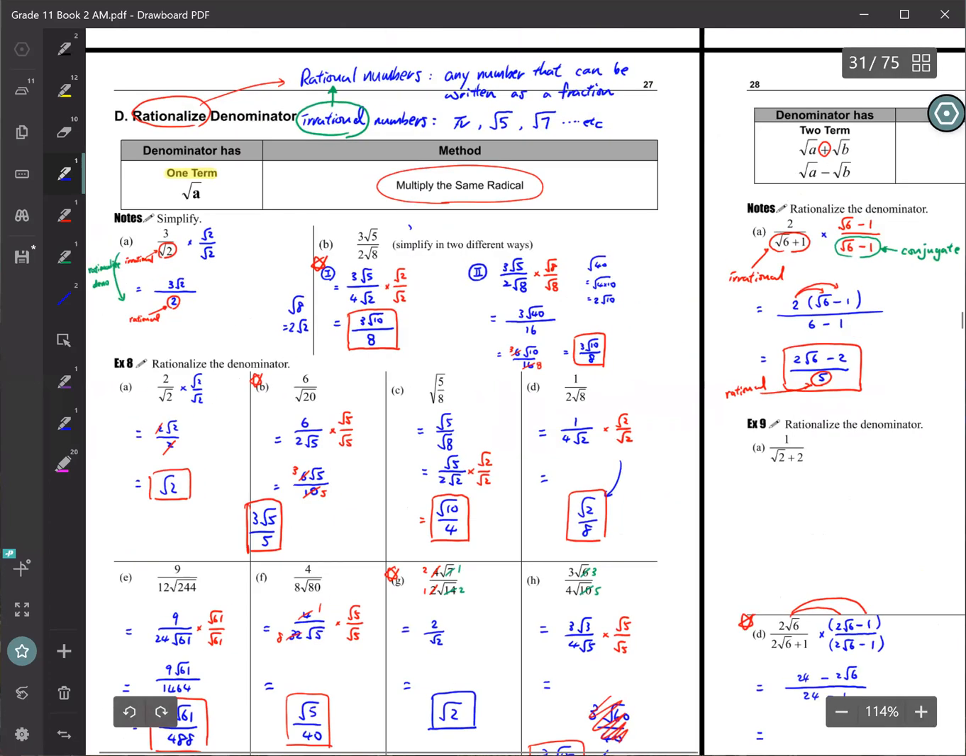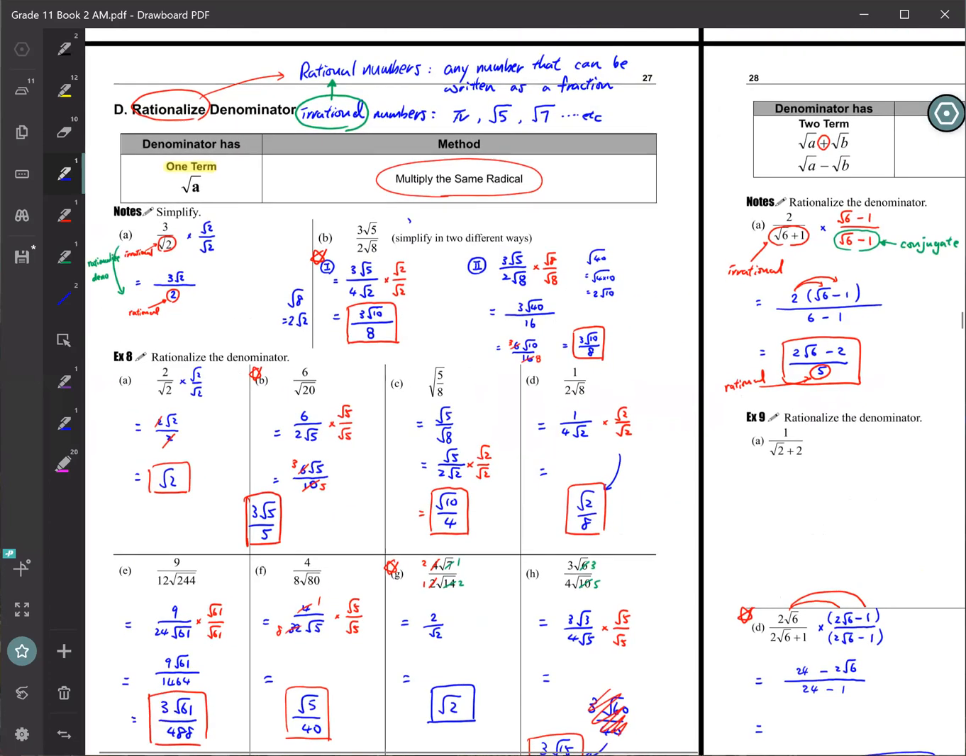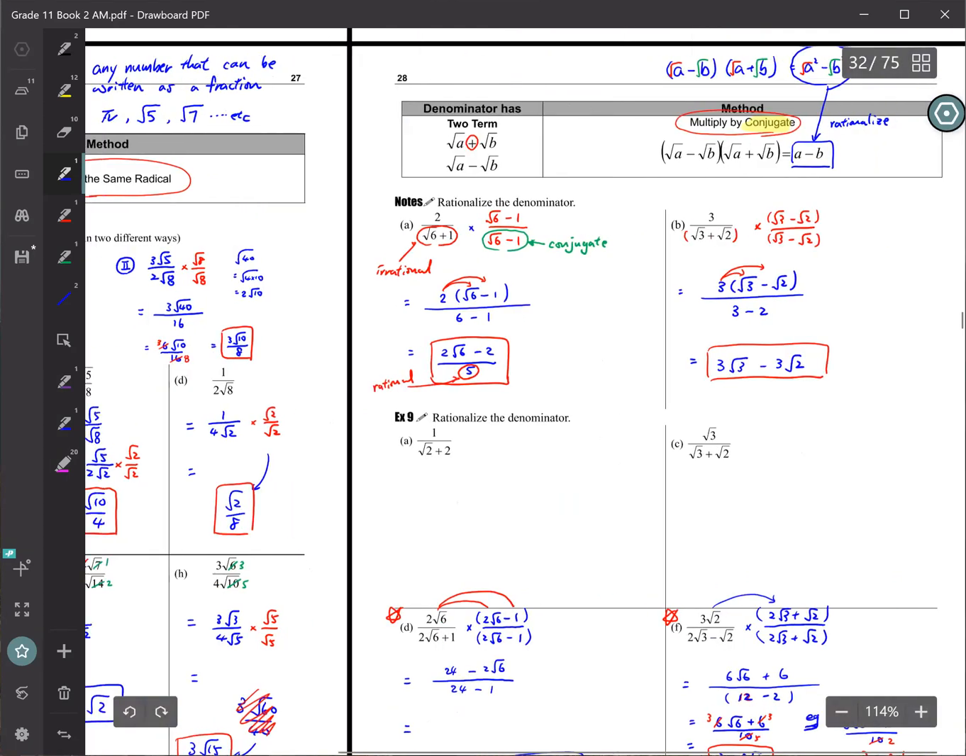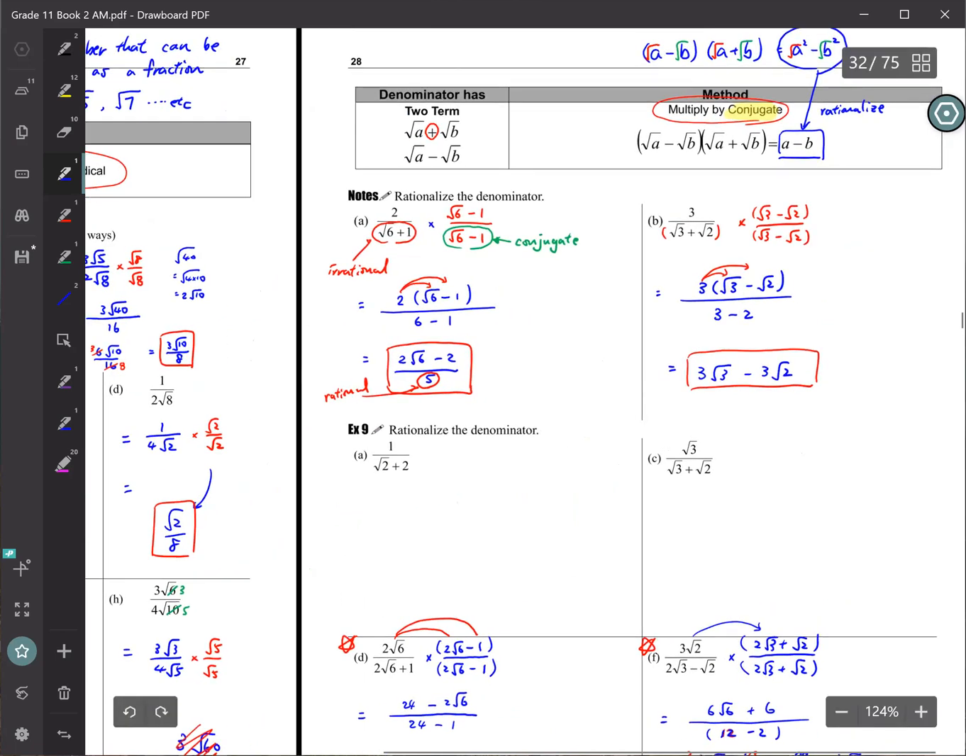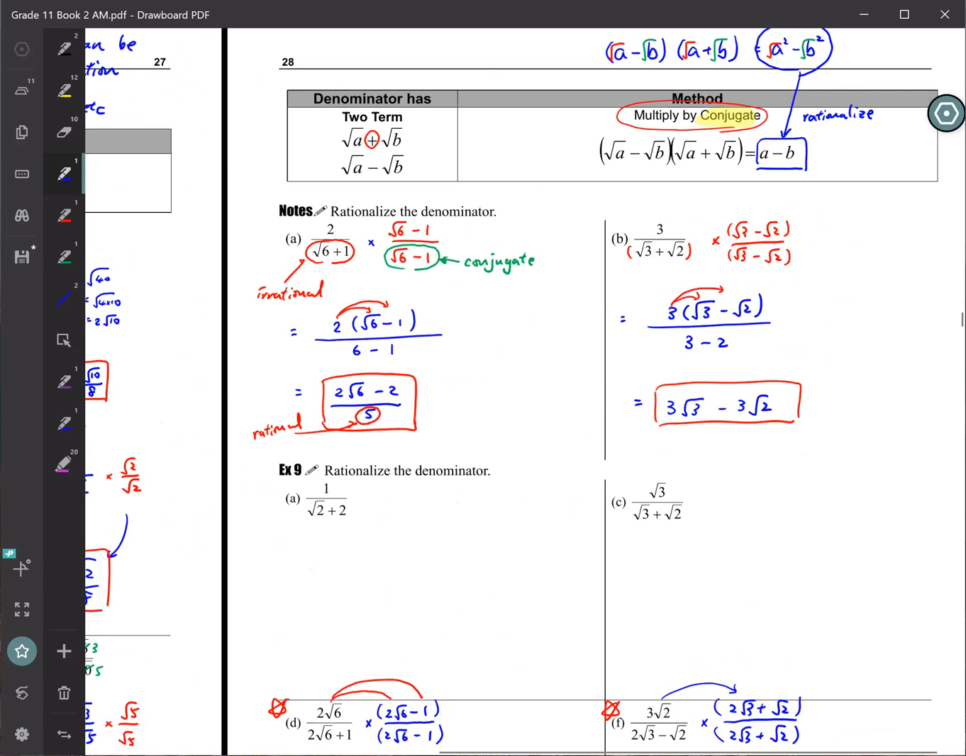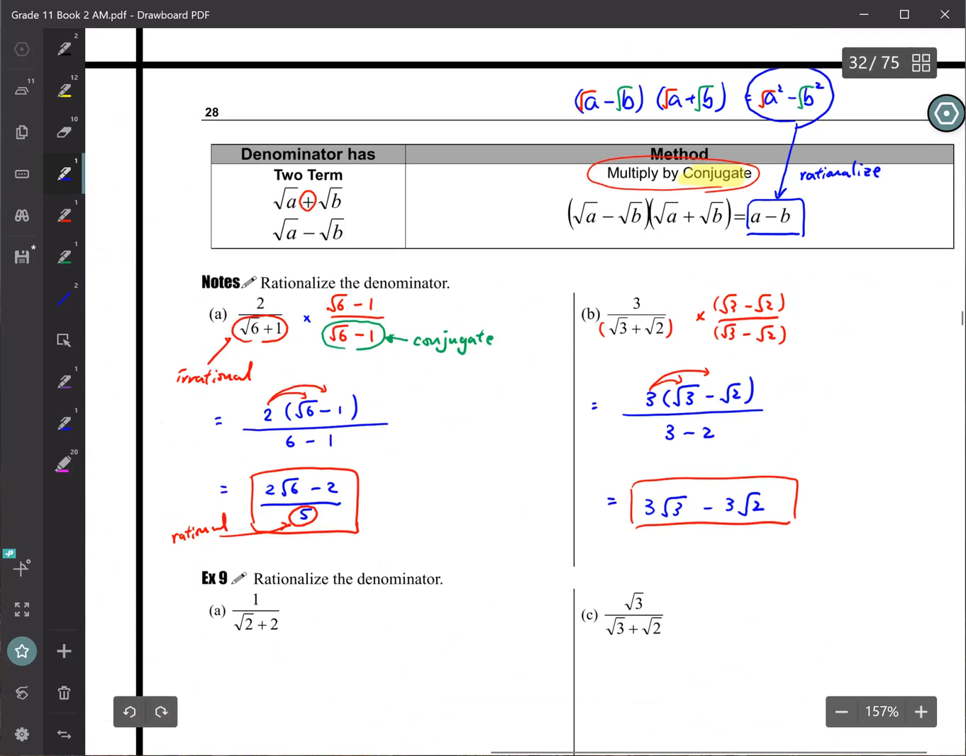One type is when the denominator has one term, like the question you see on page 27. All you need to do is multiply by the same radical, right? On page 28, you get two terms in the denominator, but the numerator has one term. So you multiply by the conjugate. Conjugate means you have two brackets, one has minus, one has plus in the middle. So you use the difference of squares and then you can get rid of the square roots.